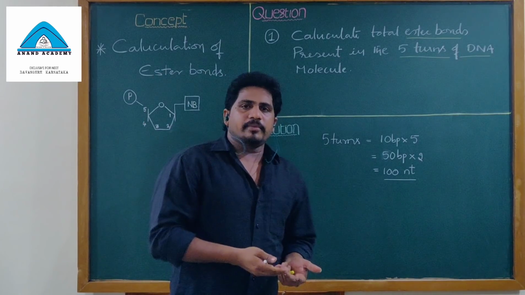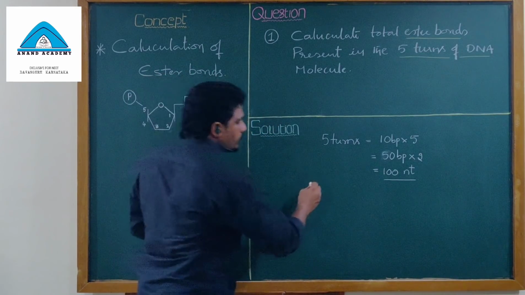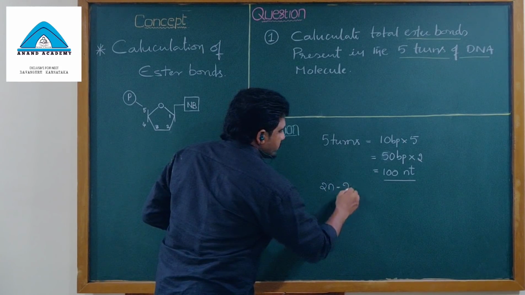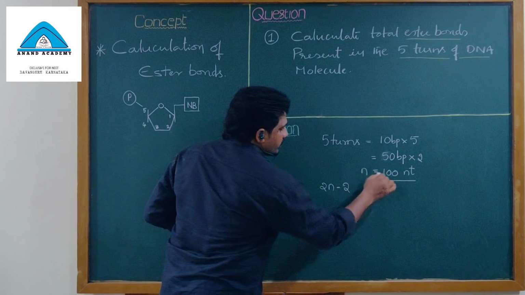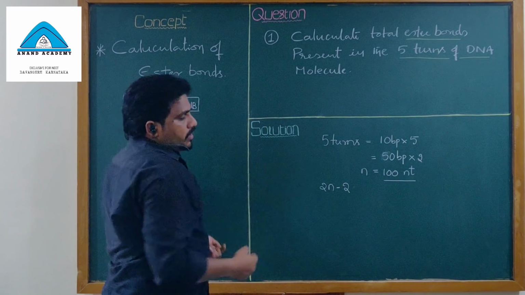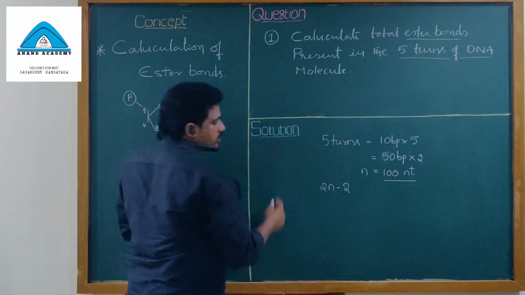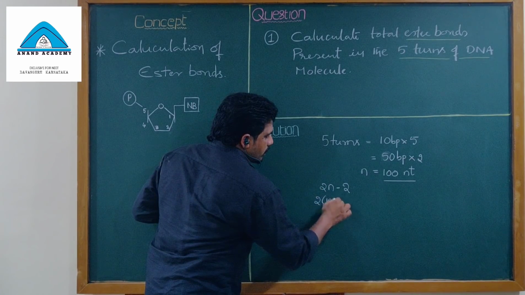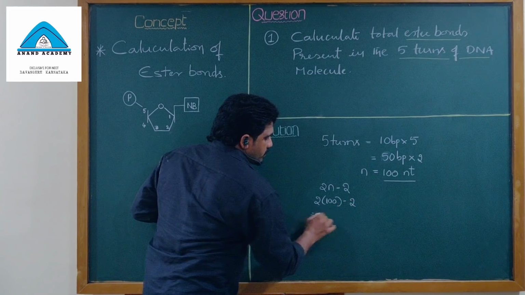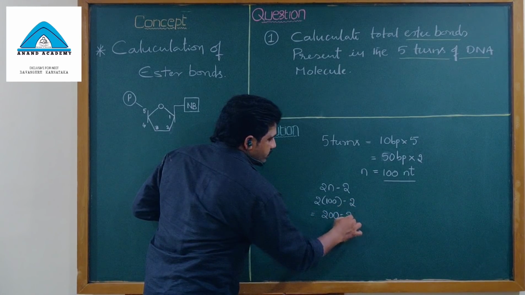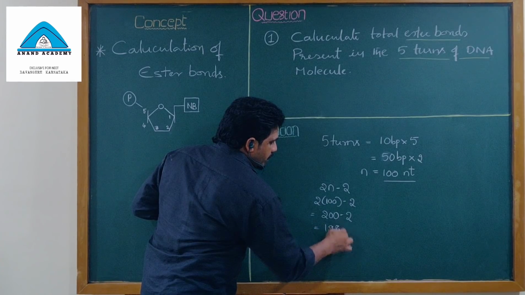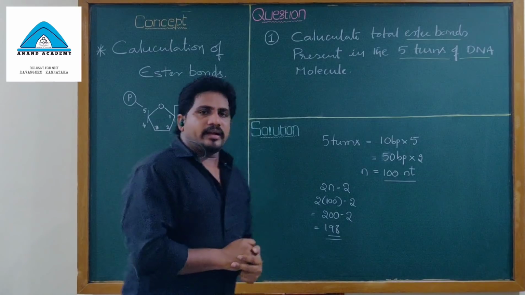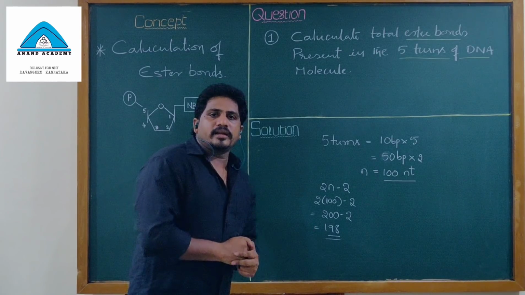So now it will be very easy without any confusion. What is the formula we have to use to find out the ester bonds? 2n minus 2. What is n? n is equal to nucleotides. There are 100 nucleotides according to the given data. So 2 into 100 minus 2, that is equal to 200 minus 2, that is equal to 198. So ester bonds in the 5 turns of DNA would be 198.